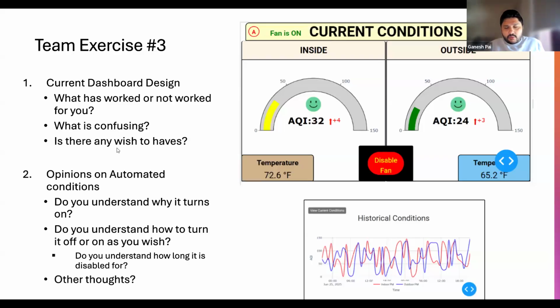So now I want to know about your thoughts on the automated condition itself. Did you all understand why the fan or the system turns on when it does? Do you want to understand how to turn it off or on as you wish? Do you have a sense of how long it needs to stay disabled or enabled?